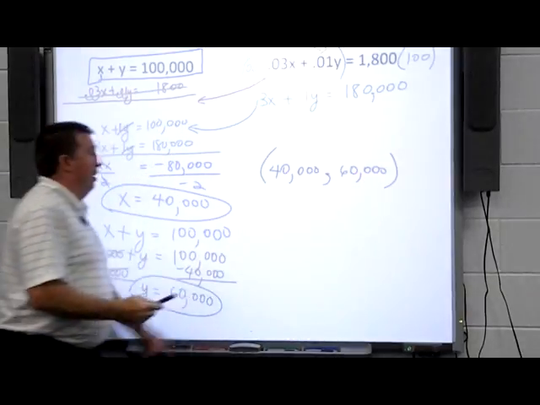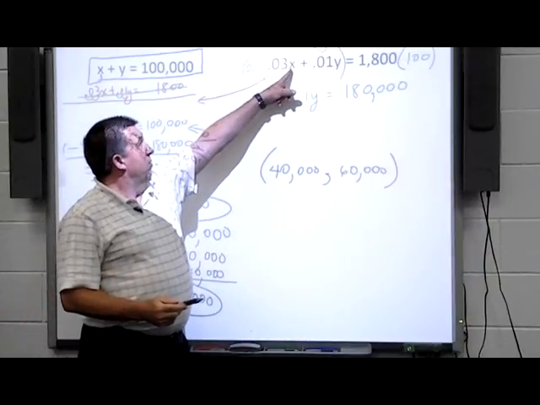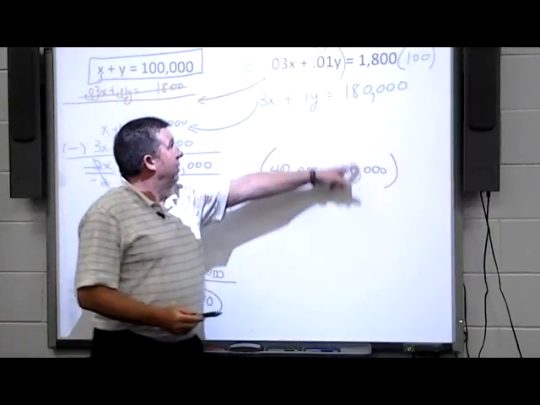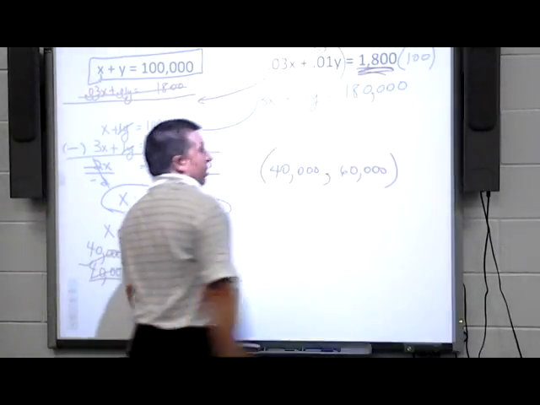That's your ordered pair, meaning your first rate that you substituted in, you invested $40,000 at 3% and you invested $60,000 at 1% to get an interest of $1,800.